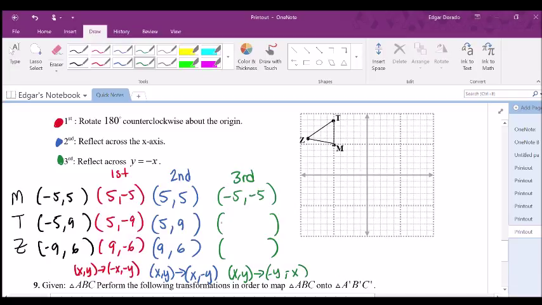negative and switched, negative and switched, negative and switched. All right, that is what we are going to have.